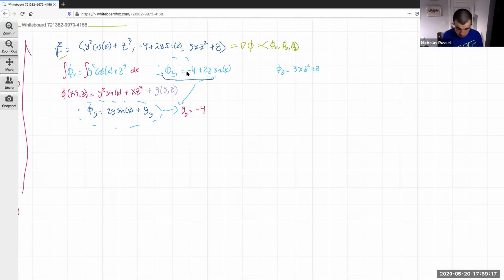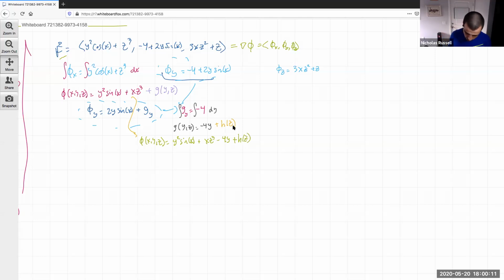Okay. Now, what I could do is integrate this back up with respect to y, right? Getting back up to my original function, this whole thing would then become -4 times y. But when I integrate with respect to y here, this is a function of both y and z. So there has to be a function attached to this that could be added. It could be just a regular function of z here. Just like that. So if I move down now, I can get that my potential function here is now equal to y squared sine of x plus x z to the third, minus 4y plus h of z.